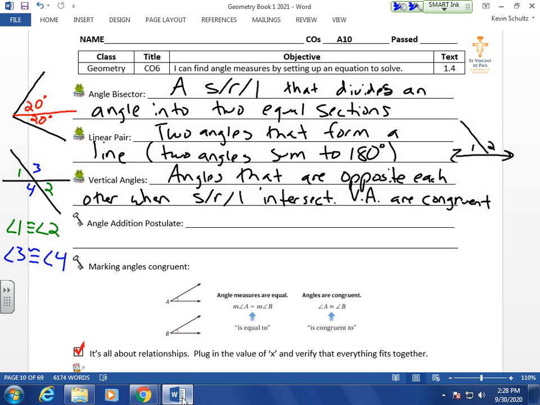And just for kicks, what can we say about angles 1 and 3? What do angles 1 and 3 make? Audrey? Because they are a linear pair, right? Two angles that make that line, angles 1 and 3, we know their sum would be 180.